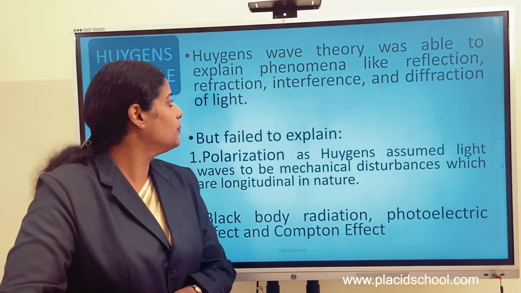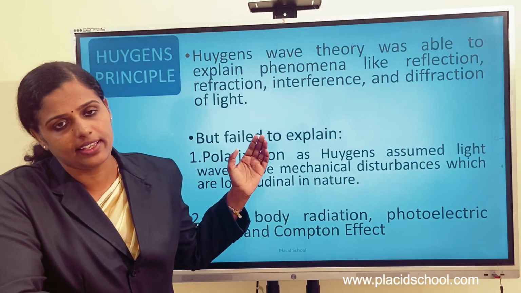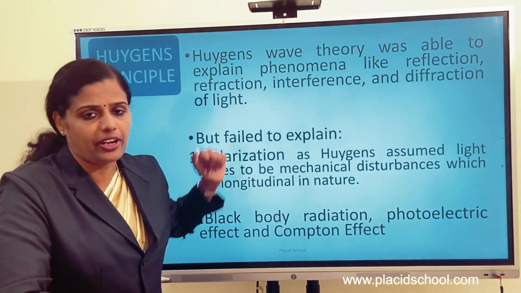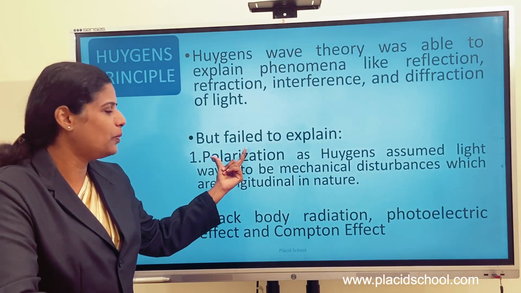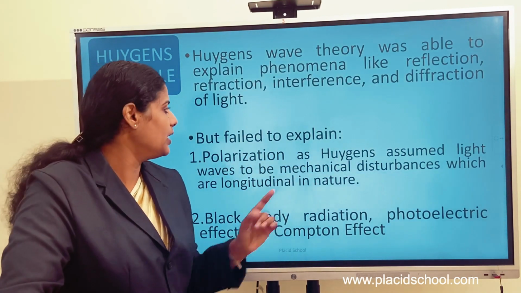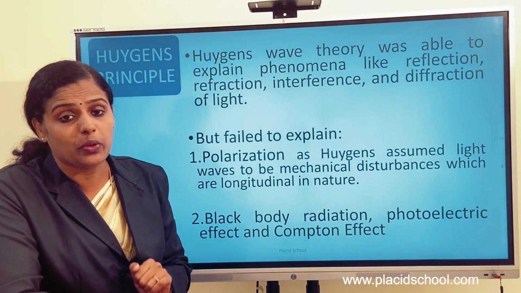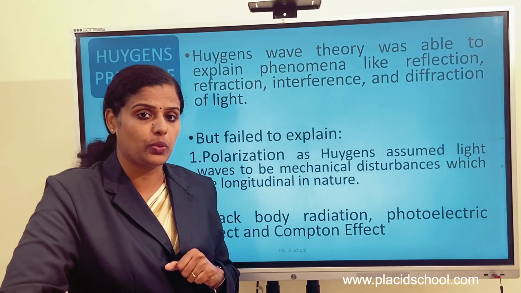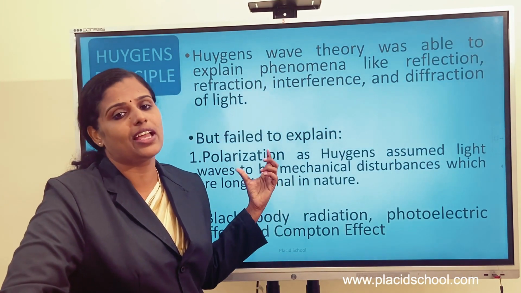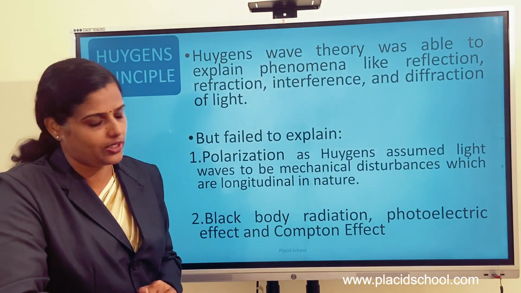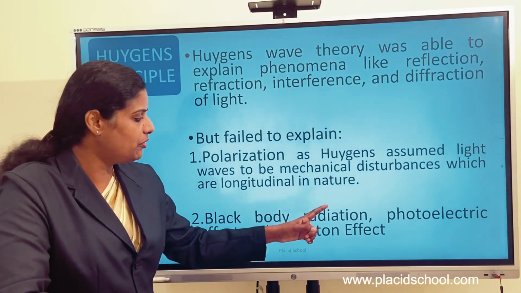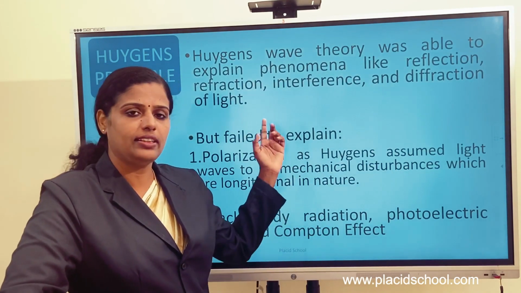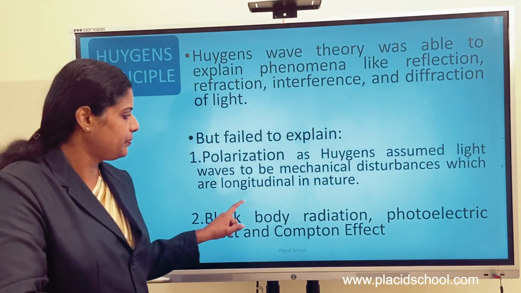Huygens' wave theory was able to explain phenomena like reflection, refraction, interference and diffraction. But phenomena like polarization cannot be explained by Huygens' principle, because Huygens assumed that the light wave is a longitudinal wave. But actually, polarization can be explained only by transverse waves. Then blackbody radiation, the photoelectric effect and the Compton effect also cannot be explained. We will study this in the coming chapters.